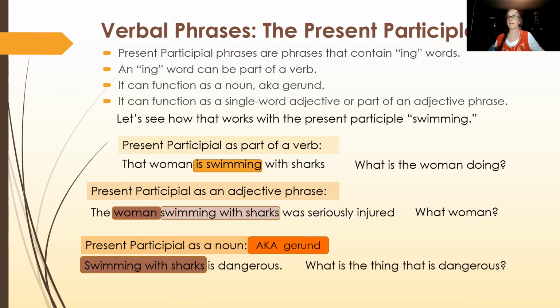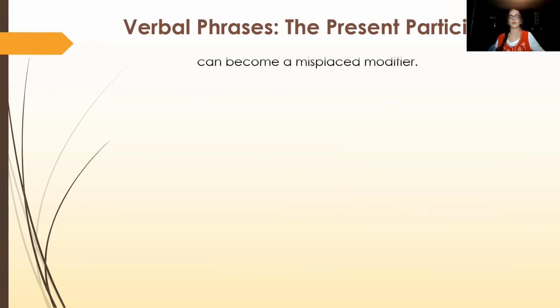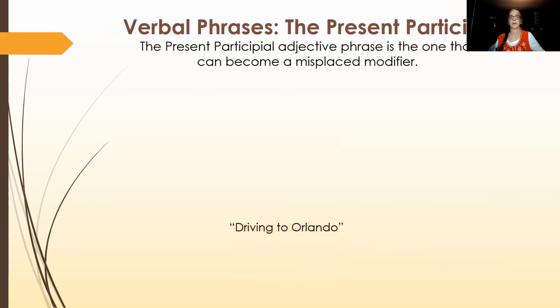So again, an -ing word by itself can be a single word adjective. It can be part of a verb. It can be part of a present participle phrase. It can function as a noun. When it functions as a noun, it's called a gerund. Any questions so far? Let's see how that works with this phrase, driving to Orlando.